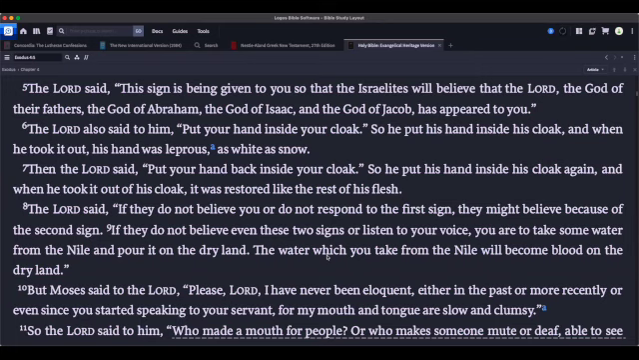The Lord said, if they do not believe you or do not respond to the first sign, they might believe because of the second sign. If they do not believe even these 2 signs or listen to your voice, you are to take some water from the Nile and pour it on the dry land. The water which you take from the Nile will become blood on the dry land.